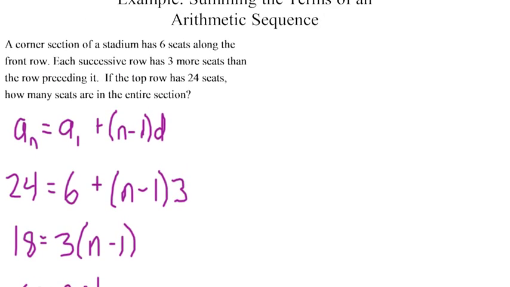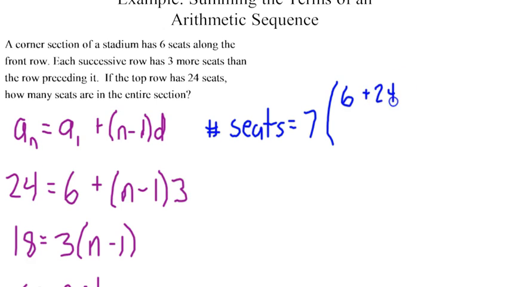that has 24 seats. So now we're going to use our rule for an arithmetic series. What we're looking for is the total number of seats in this section. So the number of seats is going to be equal to the number of rows we calculated, 7, times the number of seats in the first row, 6, plus the number of seats in the last row, 24, divided by 2. 6 plus 24 is 30. 30 divided by 2 is 15. 15 times 7, there would be 105 total seats in this section.